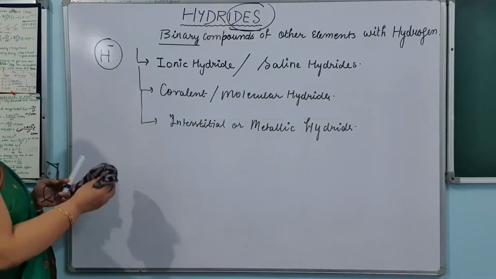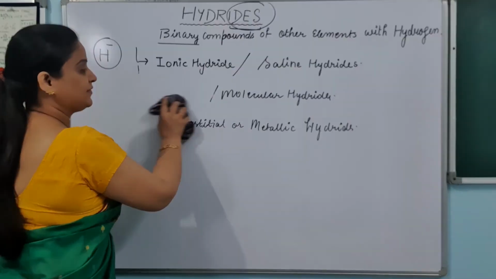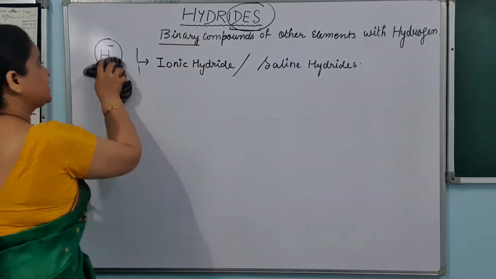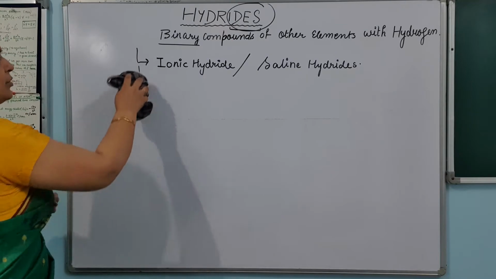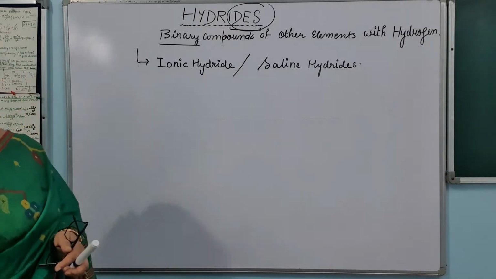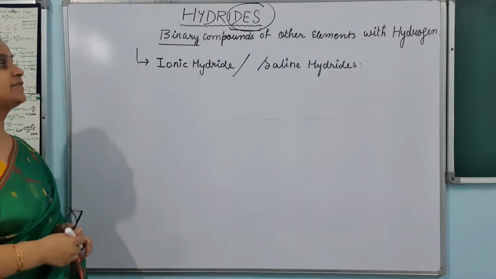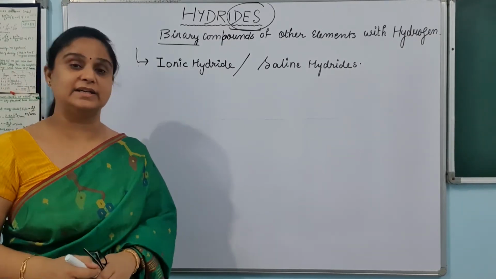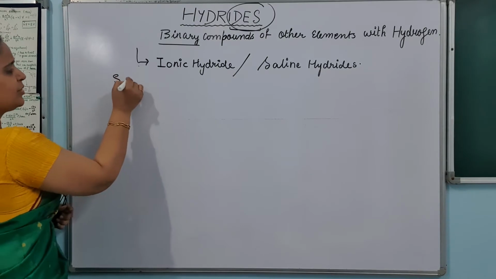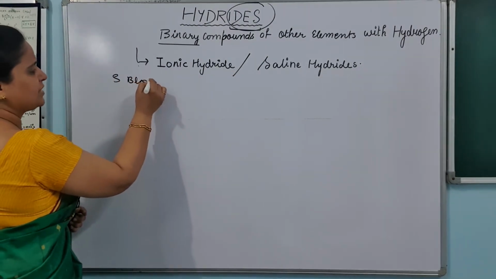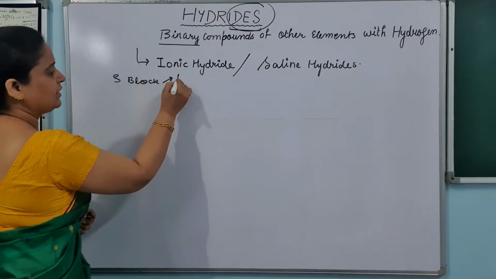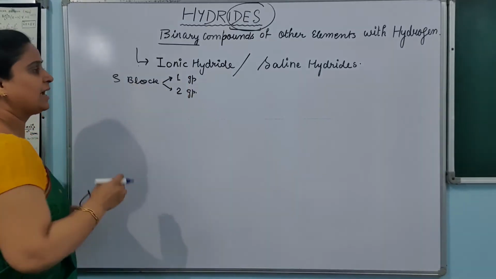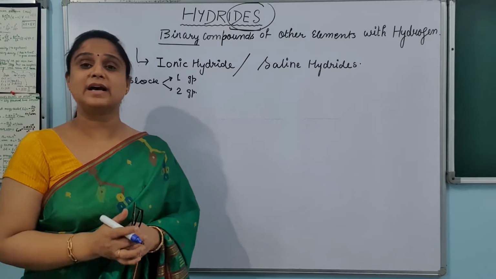So I am taking ionic hydrides first. We will see what type of elements make ionic hydrides, what the properties of these ionic hydrides are, and much more. Let us start with ionic hydride. The very first thing to understand is that S block elements make ionic hydrides. How many groups are there in the S block? There are group 1 and group 2. So the elements of group 1 and group 2 make ionic hydrides.